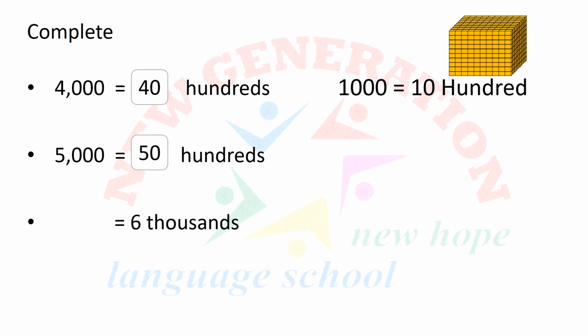Next point, blank equals 6000. Okay, the 6000 has three zeros. So 6 before the three zeros.